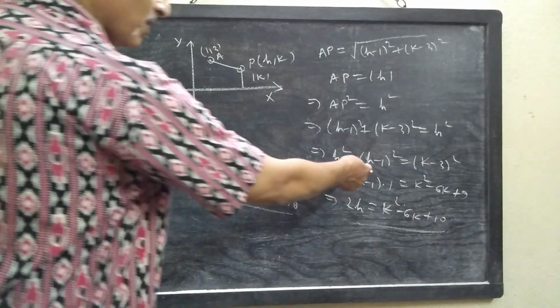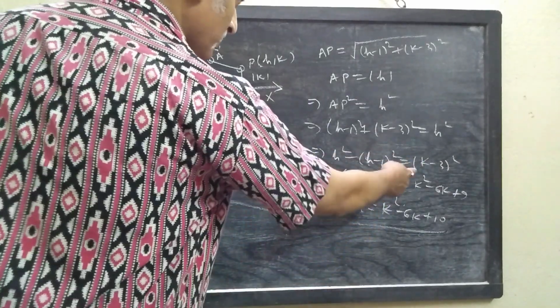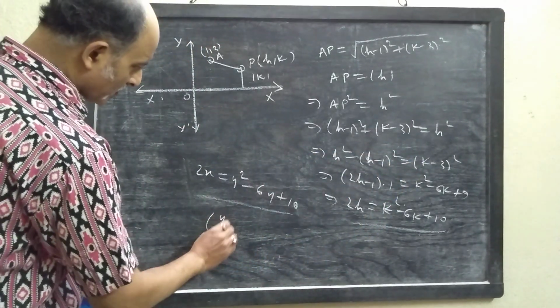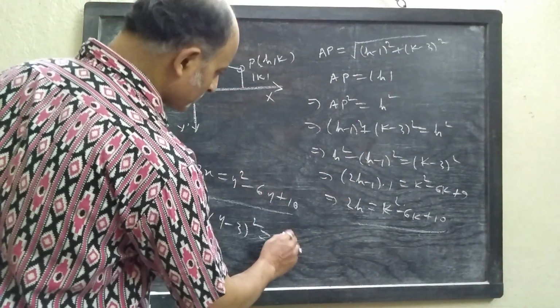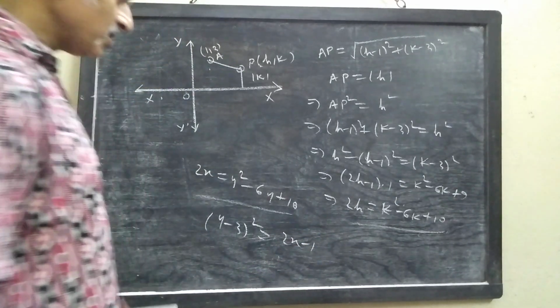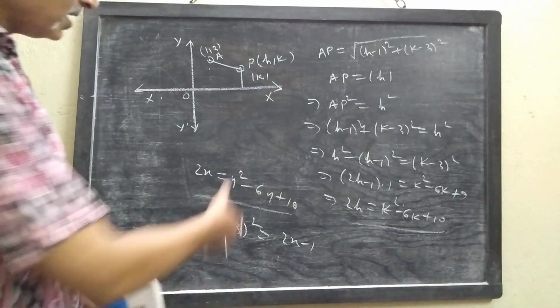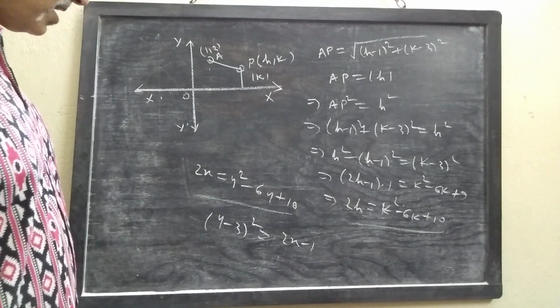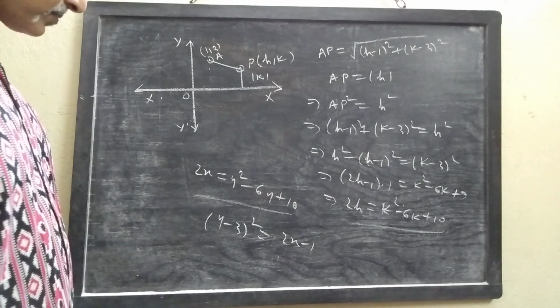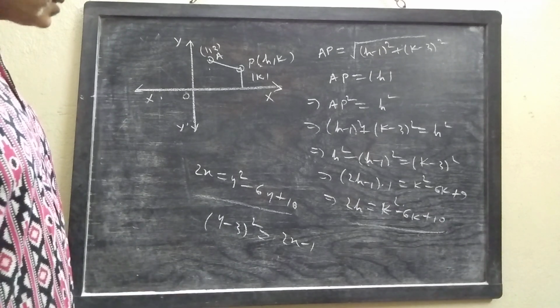We can write the equation in this form also, that is (y minus 3) whole square equals 2x minus 1. In this form also we can write this. And in all the cases, this represents a parabola, a parabola whose axis is parallel to the x-axis.